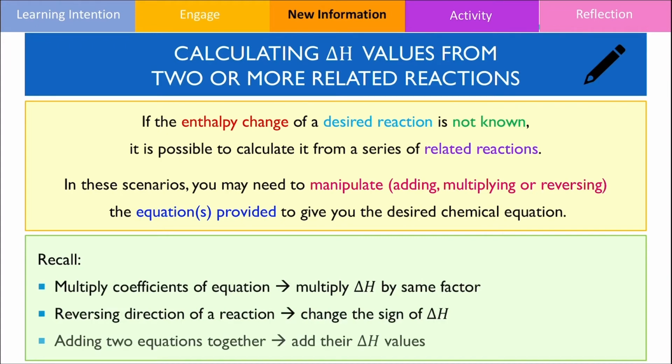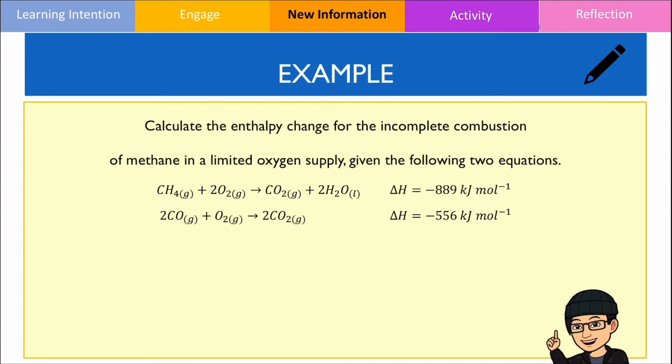Previously, we looked at how the delta H values change in response to multiplying and reversing the thermochemical equation, but when we're adding equations together, we need to add the enthalpies of the two reactions together. Let's take a closer look by going through an example. In this reaction, we want to find the enthalpy change for the incomplete combustion of methane in a limited oxygen supply given the following two thermochemical equations.